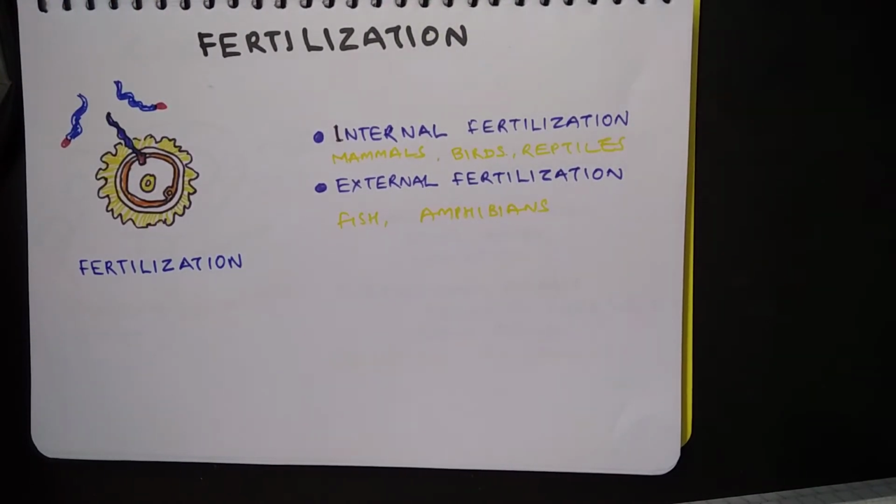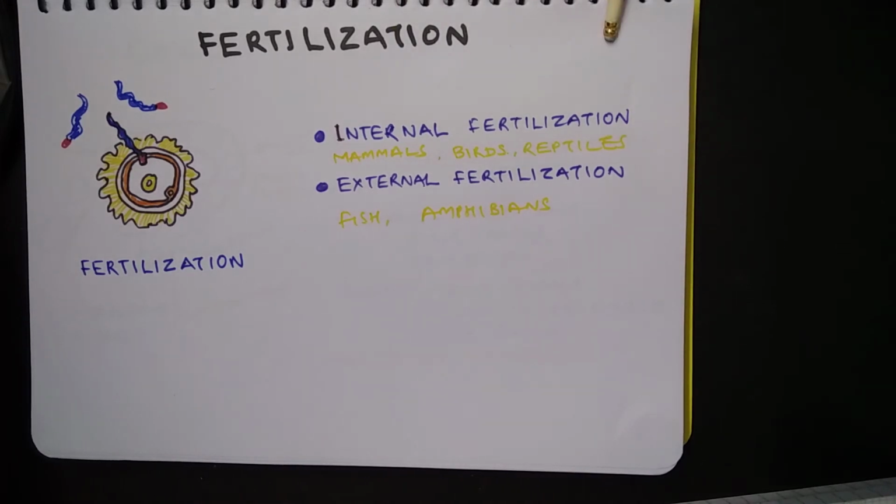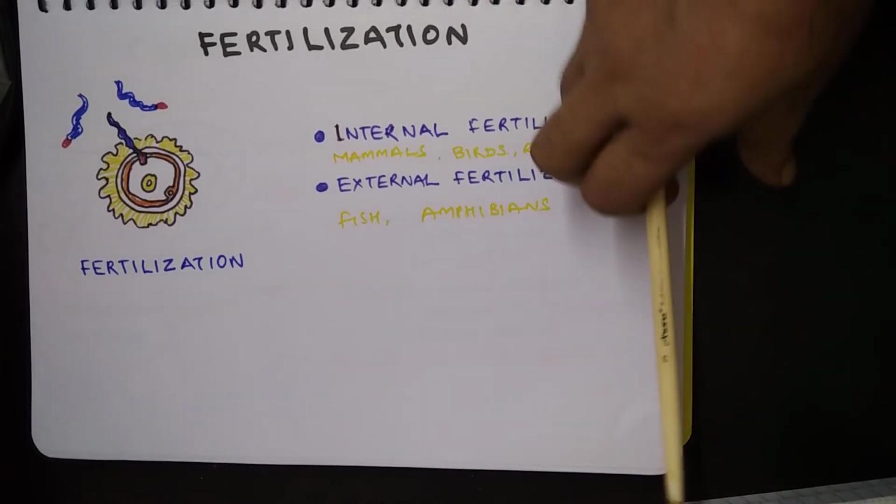In the animal world, there are two types of fertilization. One is called internal fertilization and another is called external fertilization. When fertilization takes place inside the body of the animal, this is called internal fertilization. Mammals, birds and reptiles show internal fertilization. External fertilization is when fertilization takes place outside the body of the animal, and this is quite common in aquatic animals like fish and amphibians like frogs and toads.